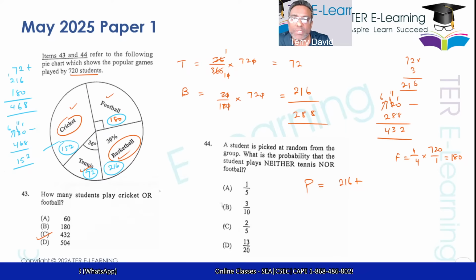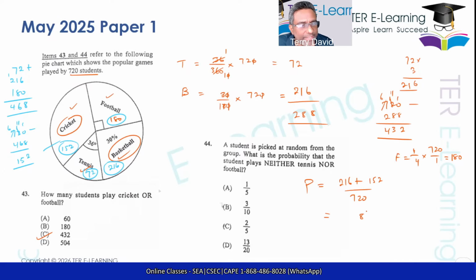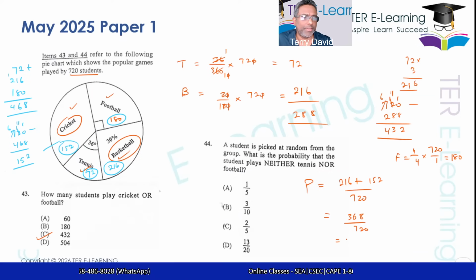Okay, so I want the probability that it's neither tennis nor football. So if it's not tennis nor football, it's cricket and basketball. So that's 216 plus 152 all over 720. So this is 6 and 2 is 8, 5 and 1 is 6. So that's 368 over 720. All right, I hope that makes sense, yes?